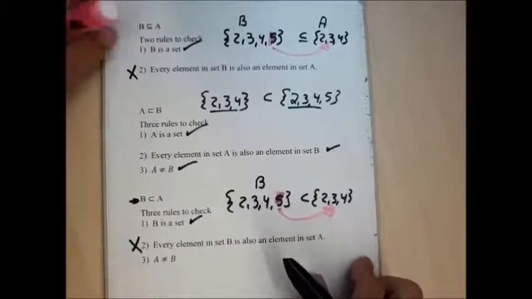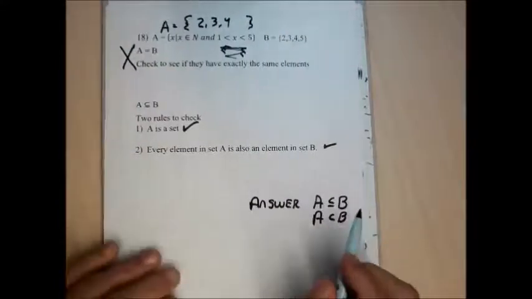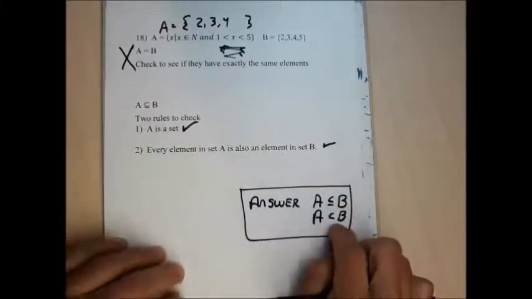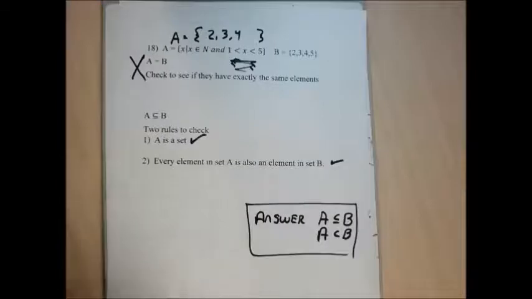I've checked all the symbols I need to check, and the only ones that came out true was that A is a subset of B and A is a proper subset of B. So my answer to question 18 is going to be just that.